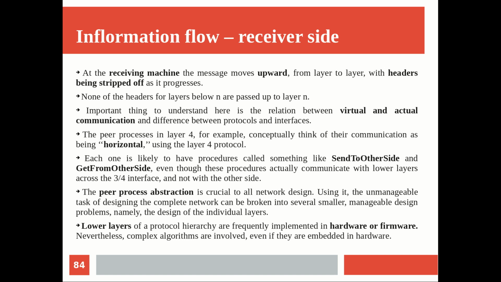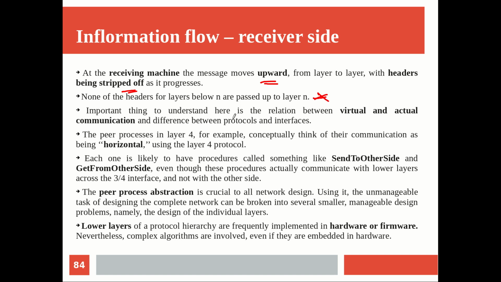Similarly, here I forgot to put animation. At the receiver side, the flow is like this. In the receiving machine, the message moves upward from layer to layer with the headers being stripped off, and after removing the header it is given to the higher layer. None of the headers for layers below n are passed to the higher layer because everything is stripped off.